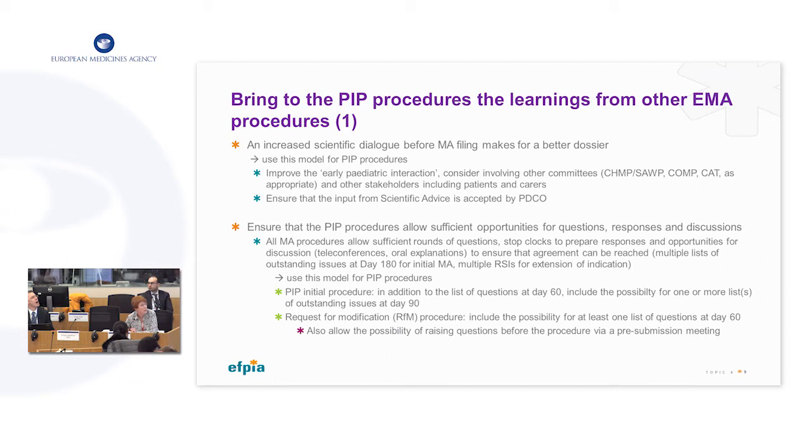In the PIP procedures, without going into great detail, at the moment we have very little opportunity for dialogue in the first PIP agreement, and very often everything is finished very quickly. In an MA procedure, there is a repeated list of outstanding issues that can be brought to help really reach an agreement. We need to bring that to the PIP procedure. In the variation, when you want to change your marketing authorization, you have, again, the same sort of concept. You have the possibility of having multiple questions and answers that you can then address. And you also have something we can't have, which is a pre-submission meeting for requests for modification.